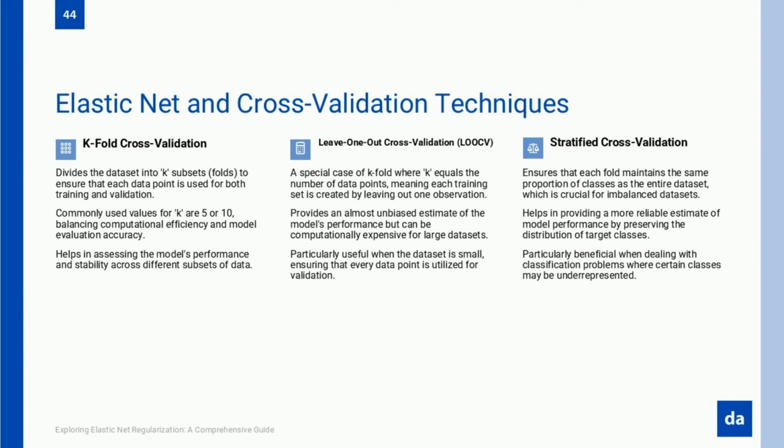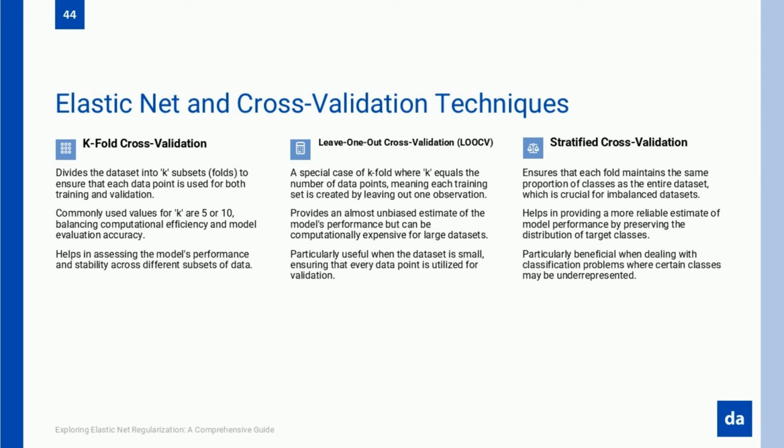Tuning a machine learning model isn't just guesswork. It requires systematic validation to ensure that the model performs well on new, unseen data. That's where cross-validation techniques come into play. Instead of relying on a single train-test split, cross-validation allows us to test Elastic Net's performance on multiple subsets of data, ensuring better generalization and preventing overfitting.